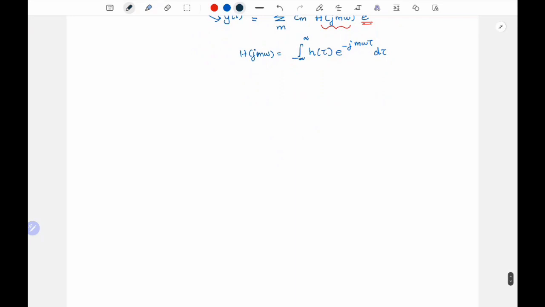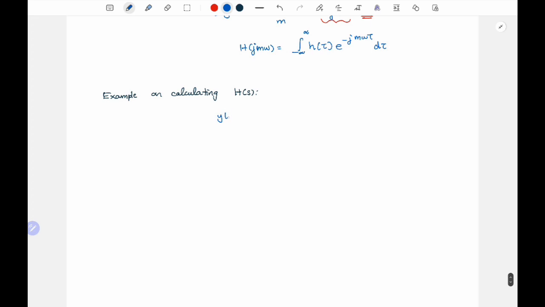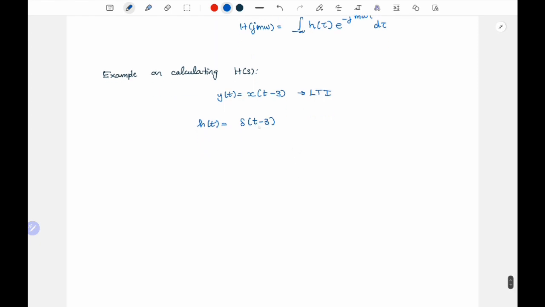So let us see one example on calculating H(s). Let's take a simple example: y(t) is equal to x(t) minus 3. So what is h(t) for this LTI system? It is δ(t minus 3), correct? The impulse signal shifted by 3 units to the right.